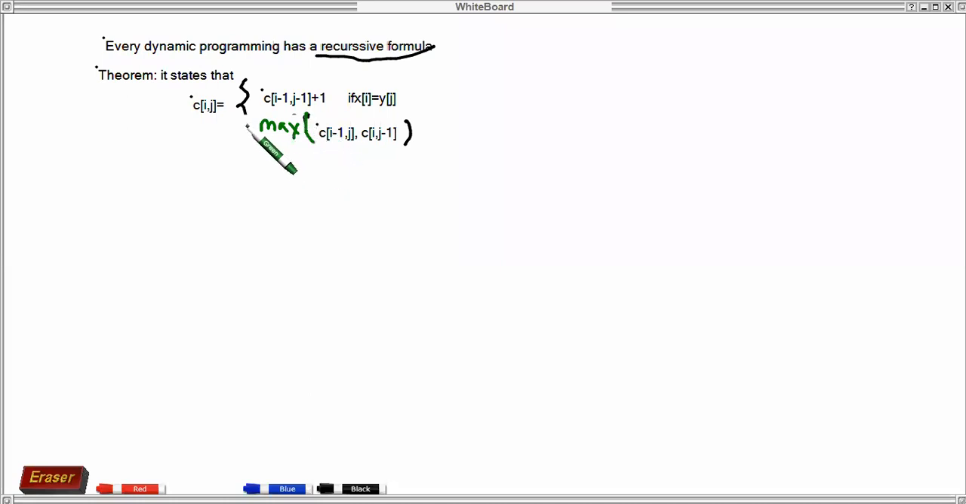How? Because this formula says the condition is x of i not equal to y of j. If x of i is not equal to y of j, this is what we are telling as the recursive formula of dynamic programming, and this represents the length.